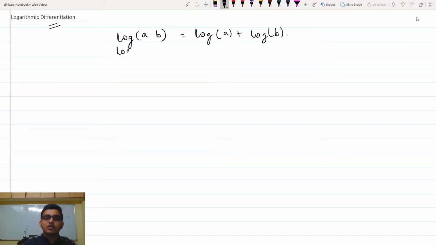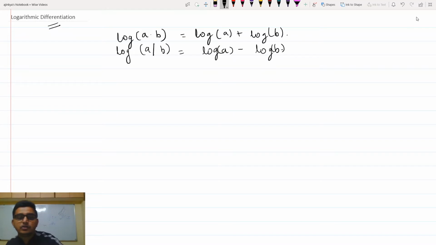At the same time, log of a upon b, or a divided by b, will be log of a minus log of b. So if you know these two formulas, it will be very beneficial and it will be very easy to understand why we are using log for a differentiation question, right?